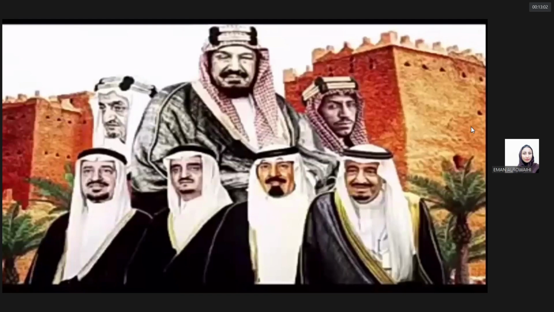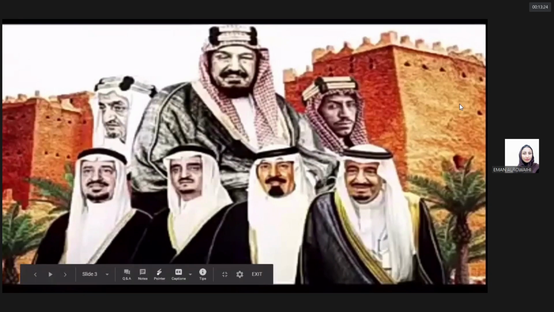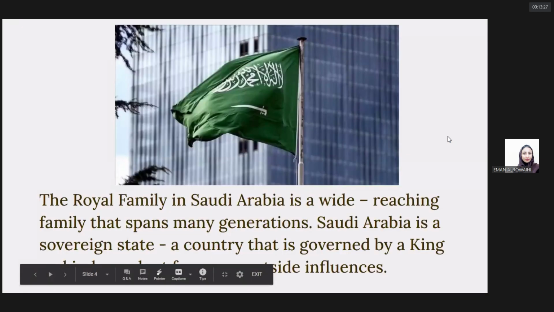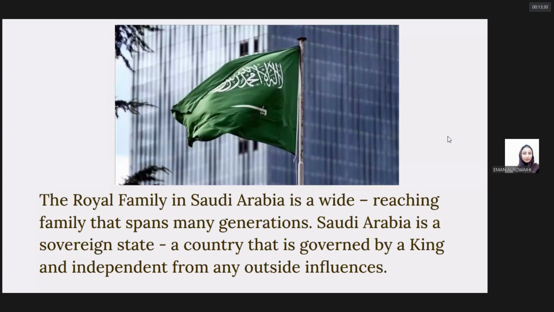Tayyib, my dear. Who can tell me who are those in the picture? Those are the kings who ruled Saudi Arabia. The seven kings that ruled Saudi Arabia. طيب, let's start our lesson today. The House of Al Saud, or the Saudi royal family, that the country is named after them actually. Al Saud, Al Saudiya. Al Mamlaka Al Arabiya Al Saudiya is named after the Saudi royal family, Al Saud family.